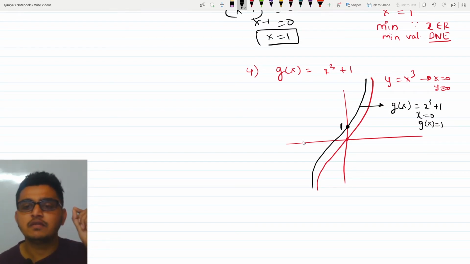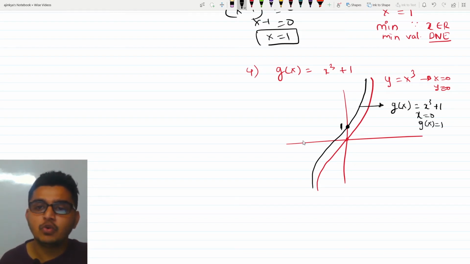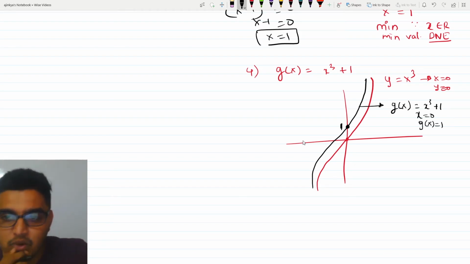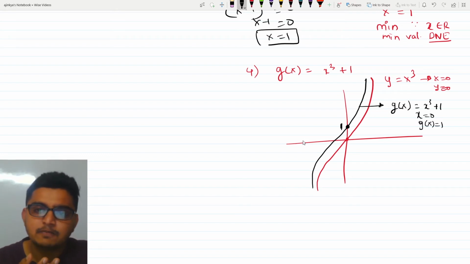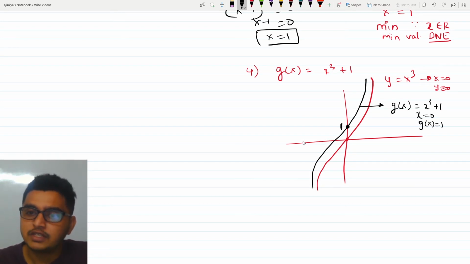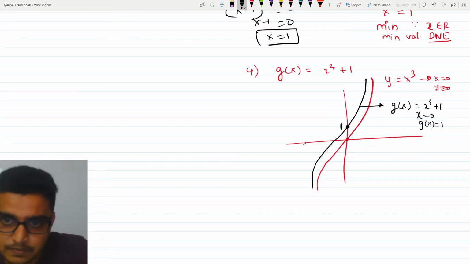So now, just by looking at it, we know that this point is going to be 1. But is it the minimum or the maximum value, or is it just a turning point or a point of inflection? We need to do the first derivative test. We can clearly tell just by looking at this that it is just a point of inflection and it is not a turning point, so it will not have a value which is minimum or maximum for this function.